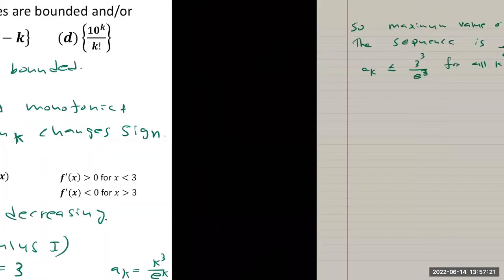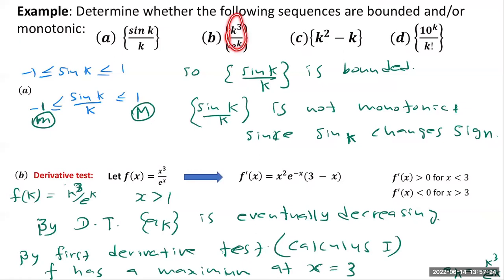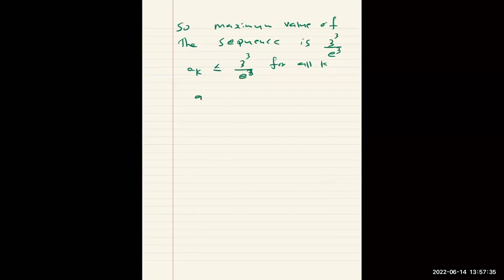Also notice that this sequence is a positive sequence. All the numbers are positive because k is a positive integer, so this whole thing is always a positive number. That means all the terms are greater than or equal to 0: a_k is always greater than or equal to 0. This tells you that your sequence is bounded above, and this tells you that it is bounded below. If a sequence is both bounded below and bounded above, it's a bounded sequence. So a_k is bounded.